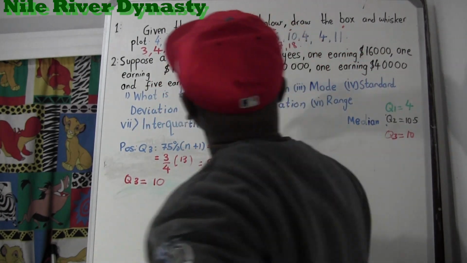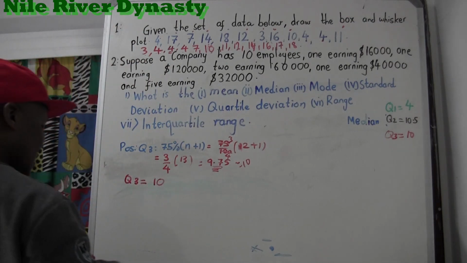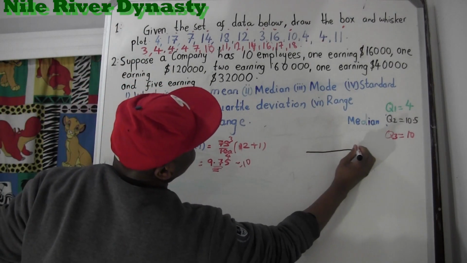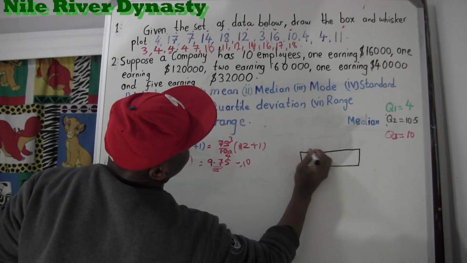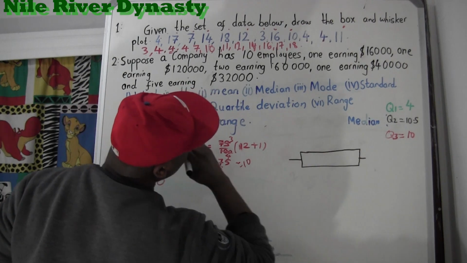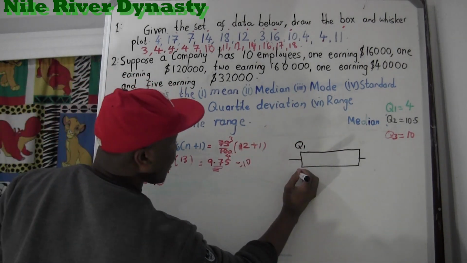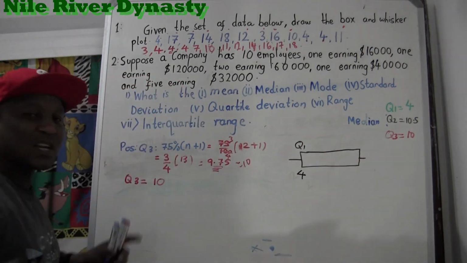Done. Now what do I want? Let's draw the box and whisker. It's easy. So we say box and whisker, we come here. Okay, so before I draw further, this is going to be my quartile 1. And what is quartile 1? Let's say quartile 1 equals 4. Quartile 3. So when you draw, start with the 1 and 3.